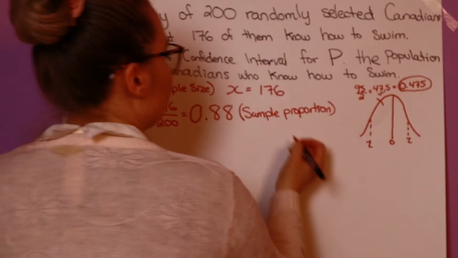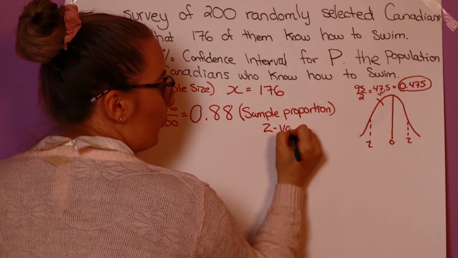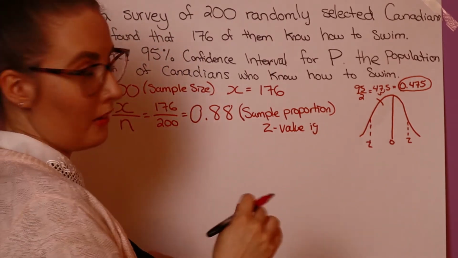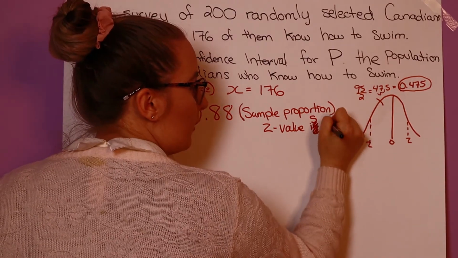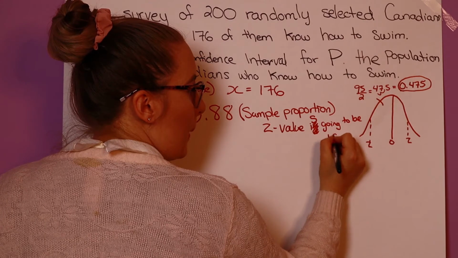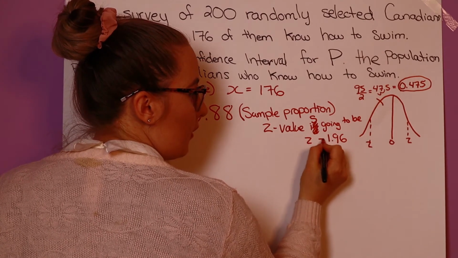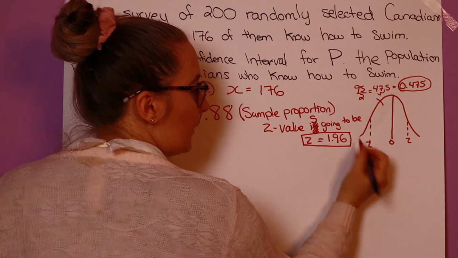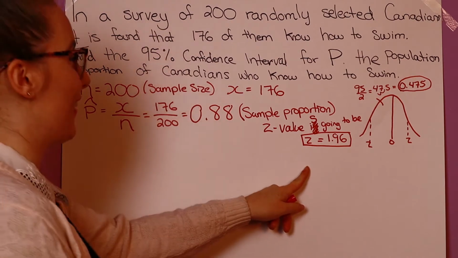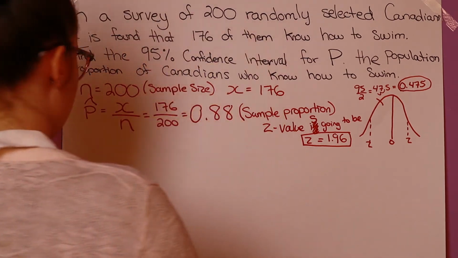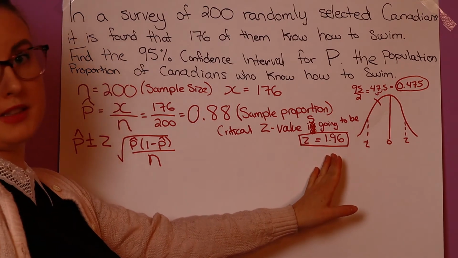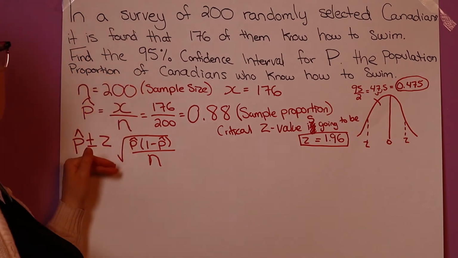So the Z value is going to be 1.96. So I'm just going to do that. That way we remember. I pointed exactly at it. I'm pretty proud of myself right there. All right, now that we have our critical Z value of 1.96, we can actually move on to this.